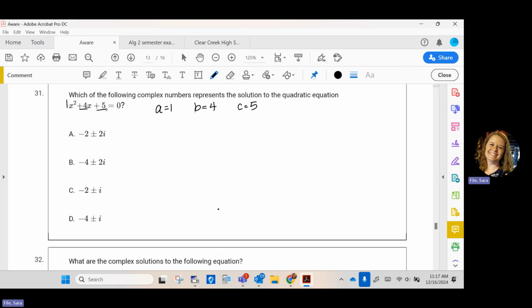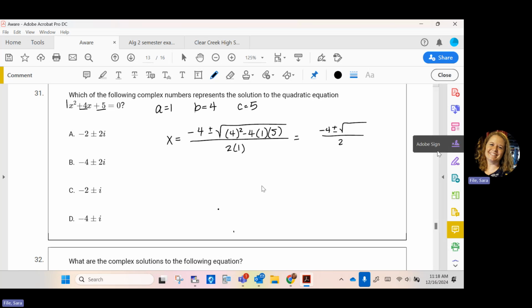So we've got our a, b, c. So I'm going to plug in negative b plus or minus the square root of b squared minus 4ac all over 2a. So when I simplify this, okay, I simplify the denominator. 2 times 1 is just 2. If you've got a double negative out here, it'll become positive, but here you don't. It just stays negative 4 plus or minus. And then I'm going to simplify what's under the radical.